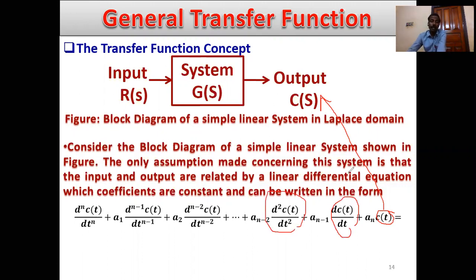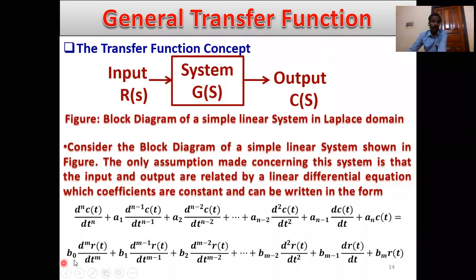Then what is the input section? Suppose the input is R(s), or inverse Laplace of R(s) equals r(t). So r(t) is the position of the input, dr(t)/dt is the velocity, and d^2 r(t)/dt^2 is the acceleration, and b0, b1, b2 up to b_(m-1), b_m are the coefficients of the system. These coefficients are constant and can be written in this form. So this is the general transfer function.